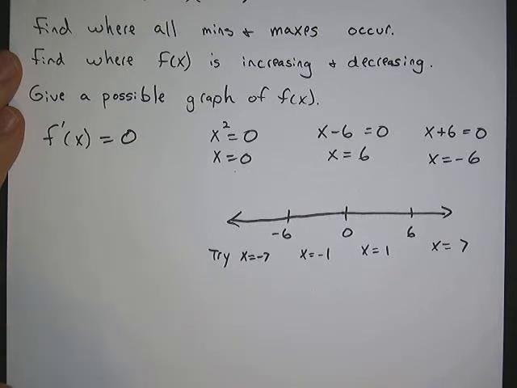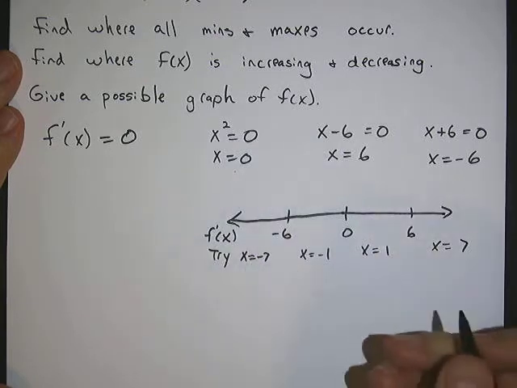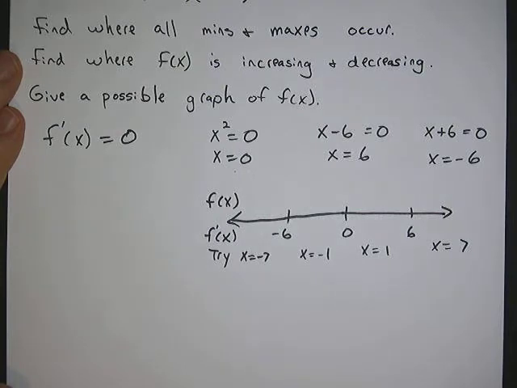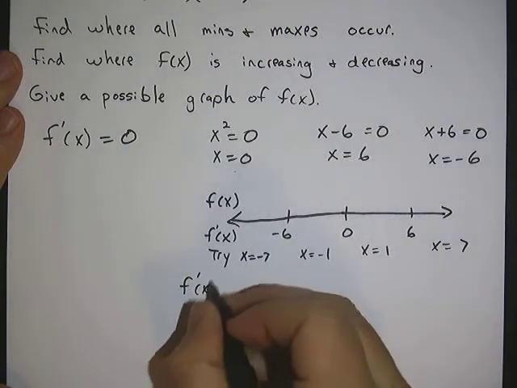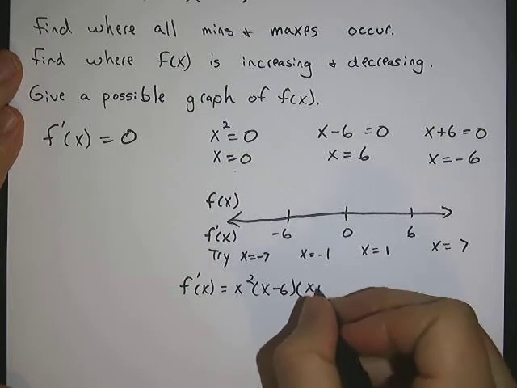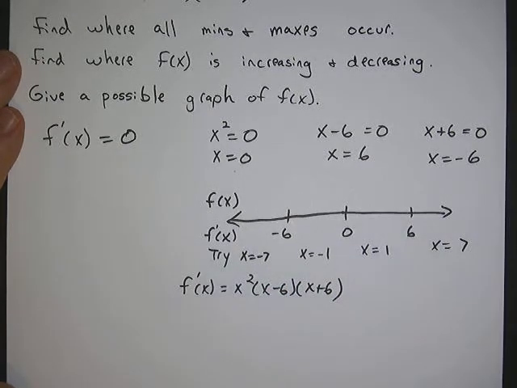Remember, we're plugging into the derivative function. We're going to try these numbers to see what the derivative is doing, and then we're going to be able to say something about the original function. So if we plug in negative 7, remember we're plugging into f prime of x is equal to x squared times (x minus 6) times (x plus 6). All we care about is positive or negative. I don't care about the actual answer.